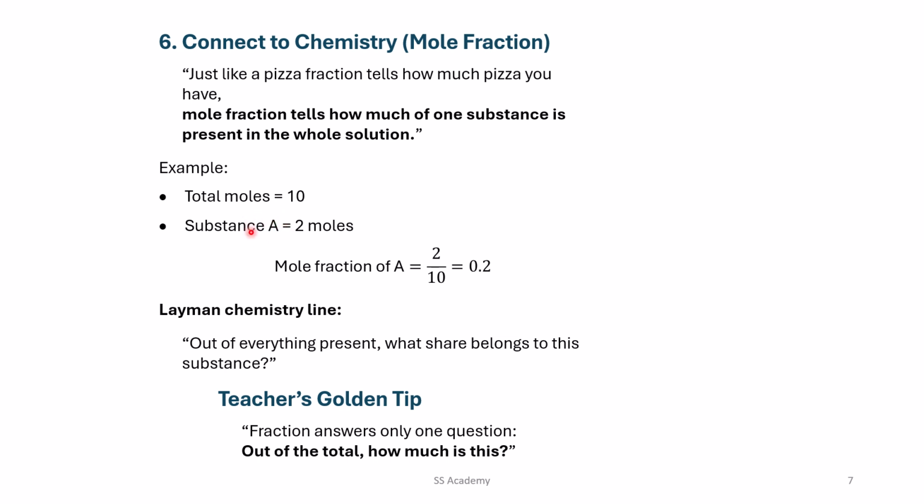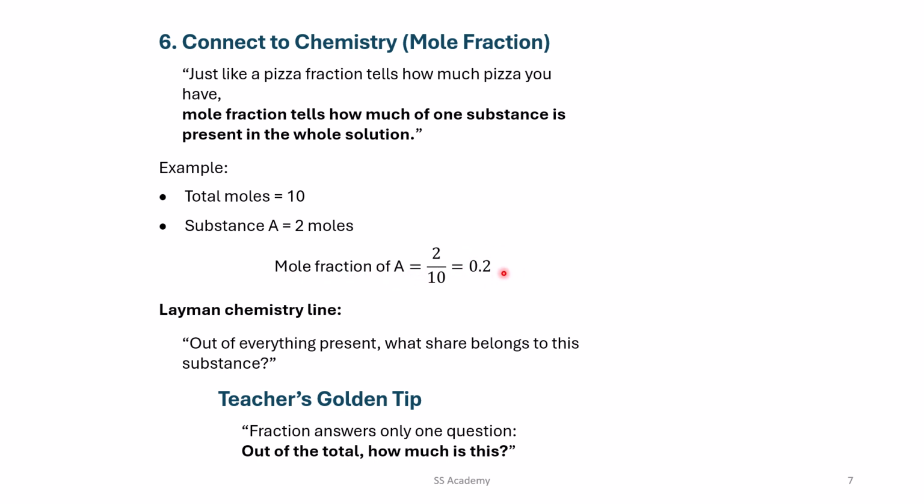Now we have substance A, which is 2 moles. Now, how much fraction of A is present? Now it is very easy for you, right? So, to find out the fraction of A present, how much A divided by total moles. So, 2 by 10 gives you 0.2. So the mole fraction of A is 0.2.